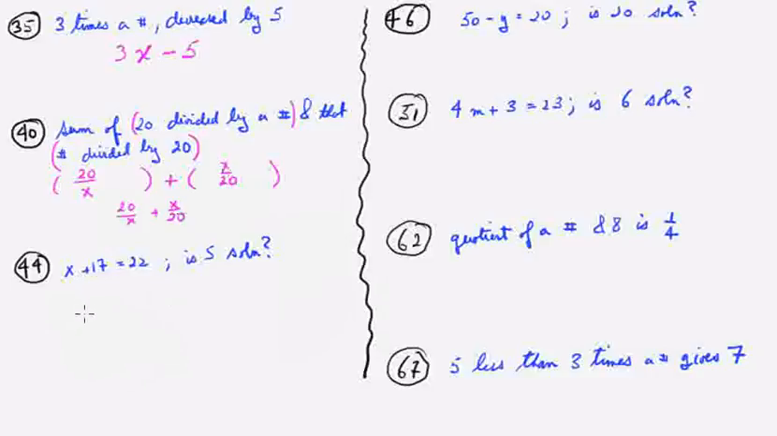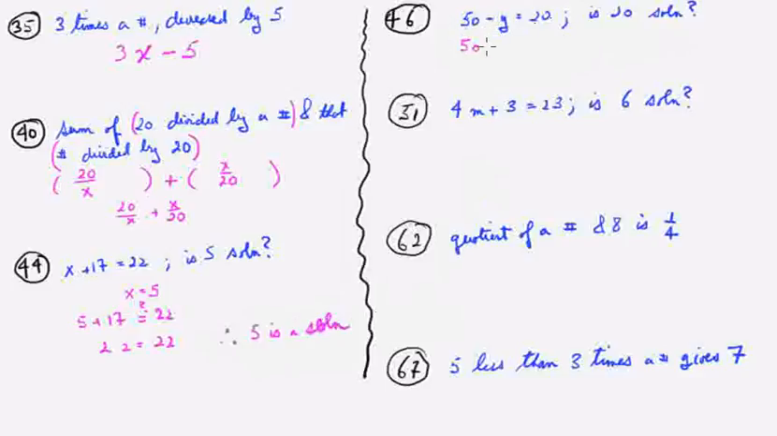Okay, next one, number 44, is asking whether 5 is a solution to this equation. And so what one does is one sets x equal to 5 on the left and asks whether 5 plus 17 is equal to 22. Well, clearly it is, and so therefore 5 is a solution.